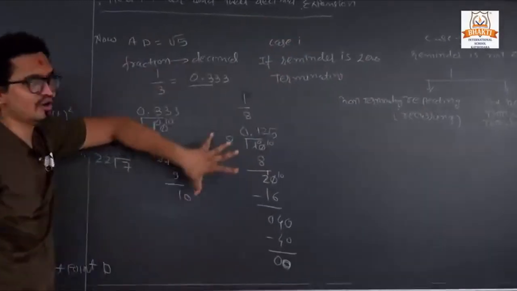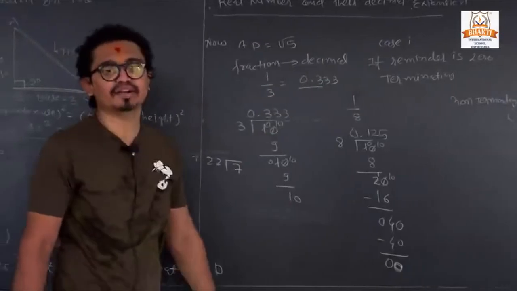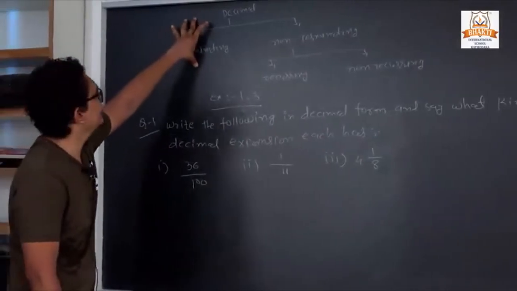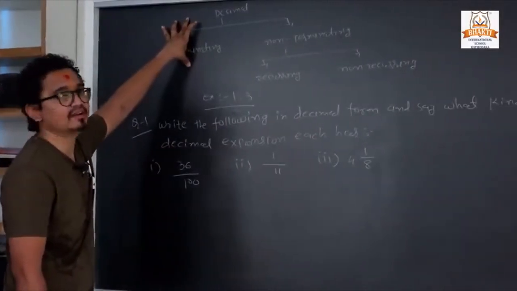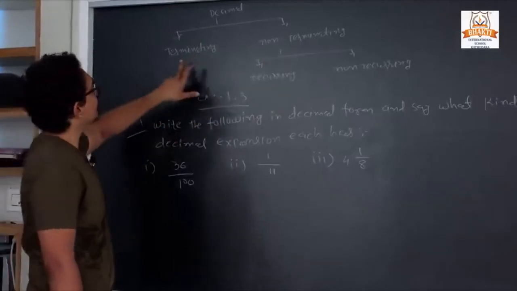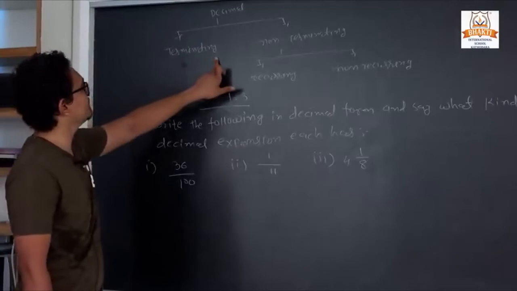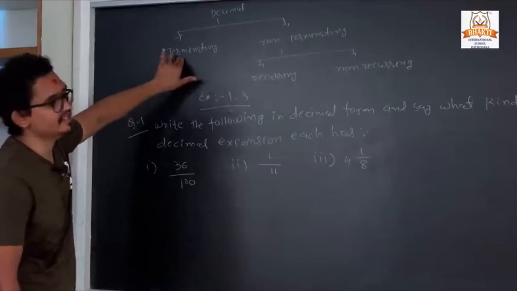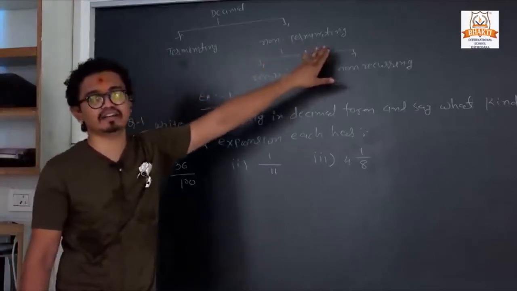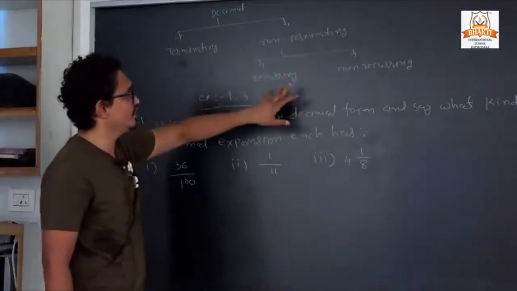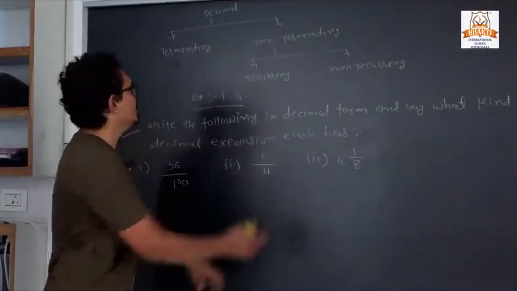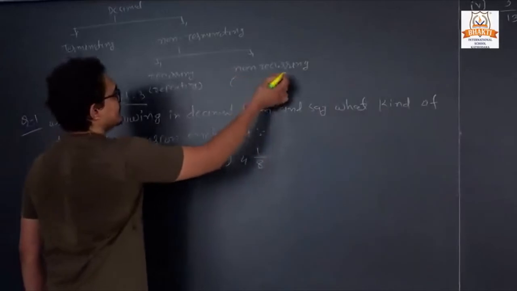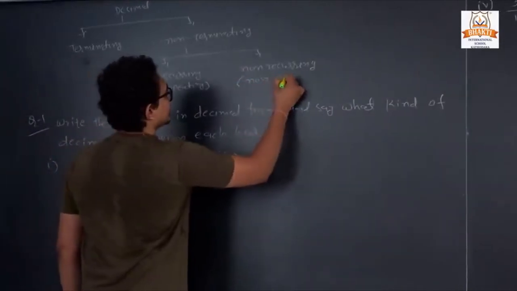So this is the basics before exercise number 1.3. So we can make one chart, so you can easily get how we can convert any decimal into the two different types. So decimals actually have two types, one is terminating and one is non-terminating. If we get a remainder of 0, it is terminating, and if we cannot get a remainder of 0, it is called non-terminating. In non-terminating, if digits are repeating, it is called recurring, and if digits are not repeating, it is called non-repeating.